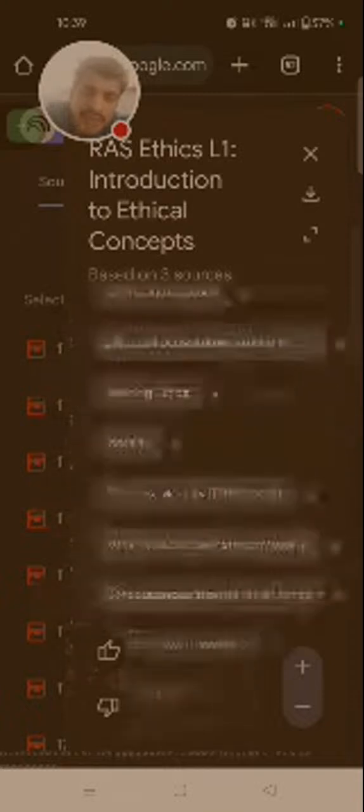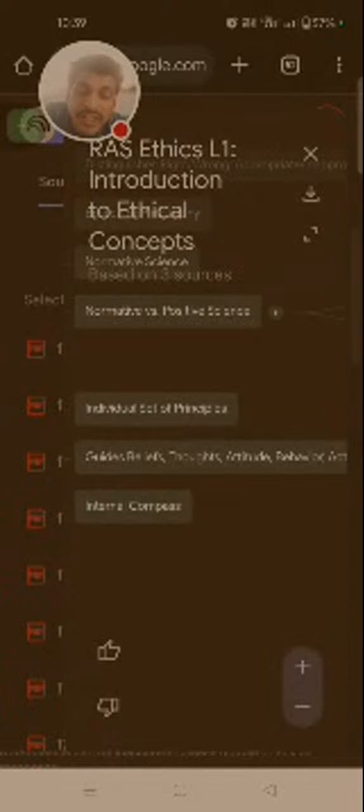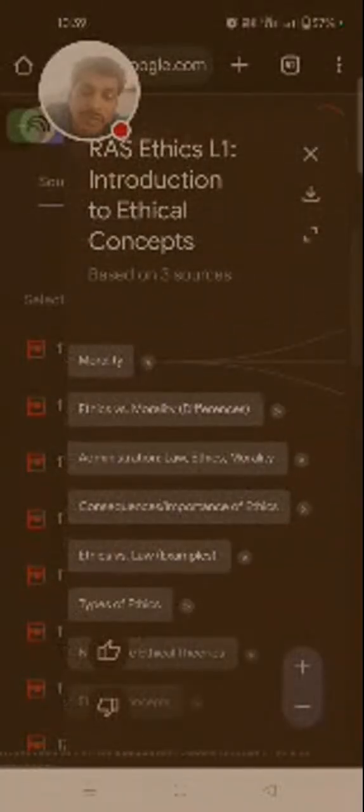Then comes the question: what is morality? Morality is an individual set of principles. These guide beliefs, thoughts, attitude, behavior and action. Morality is an internal compass. Then comes the difference between ethics and morality.